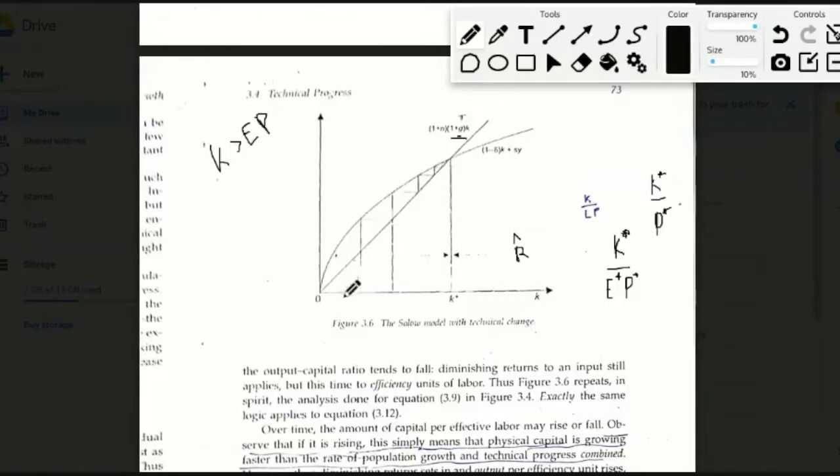And when that happens, when capital per efficiency unit of labor increases, then there will be diminishing returns to factor, which will eventually lead us to a steady stock of capital per efficiency unit of labor, which is represented by this ratio. So the basic assumption of diminishing returns to factor in the Solow model is still intact. The only thing that's changing is the interpretation of the steady state stock of capital per efficiency unit of labor. So now basically the physical capital is growing faster than the rate of population growth and technical progress combined. So we are saying that capital is growing faster than the rate of technical progress as well as the population growth rate.